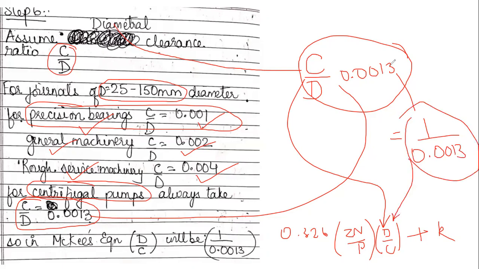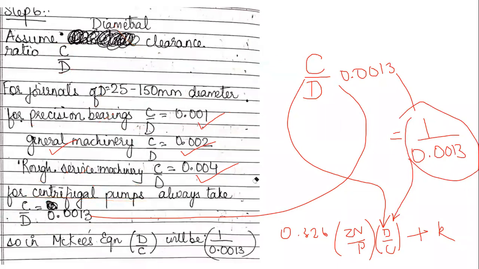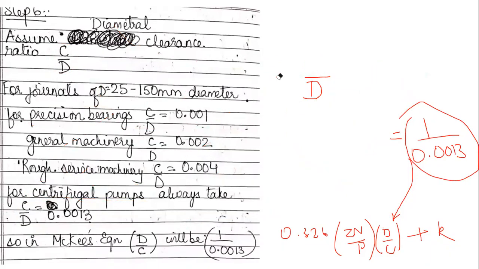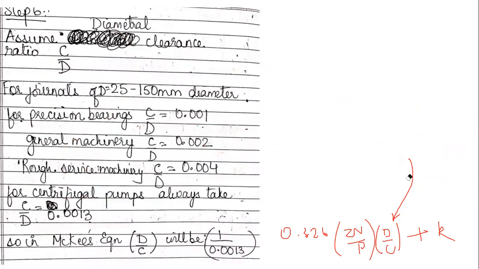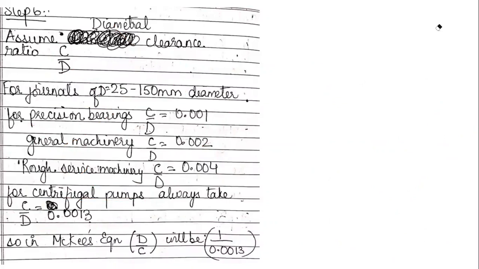I hope you understood. If not, we will be doing one numerical ahead, and from there you will definitely be able to understand. But for now, you should understand that step number 6 is to assume the diametral clearance ratio C by D.